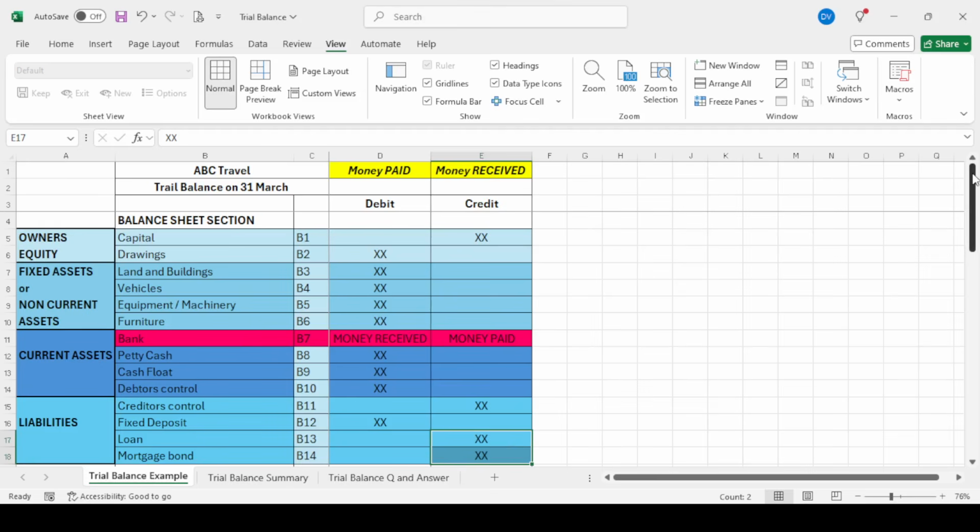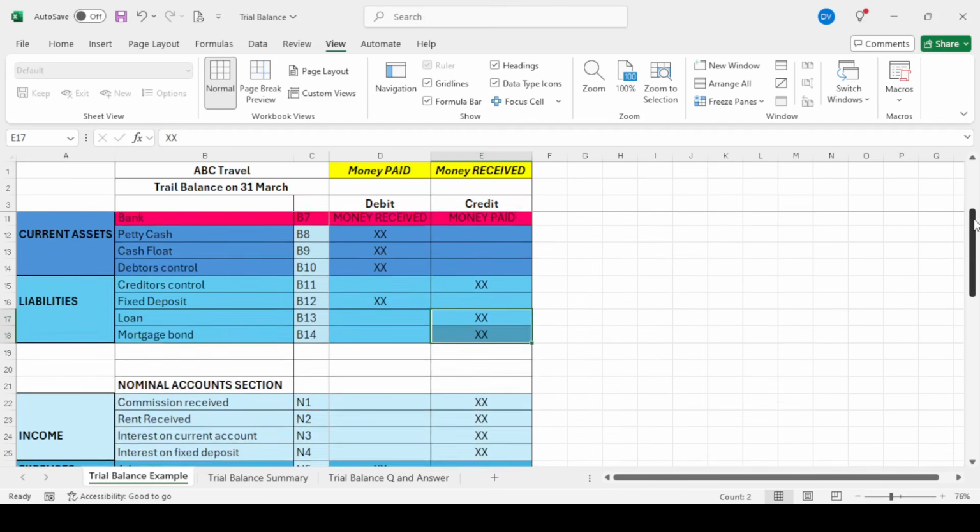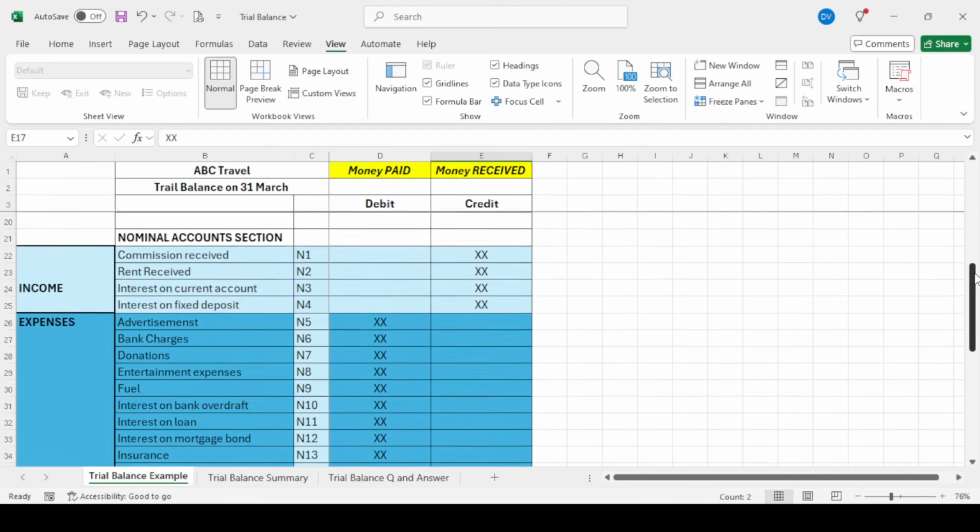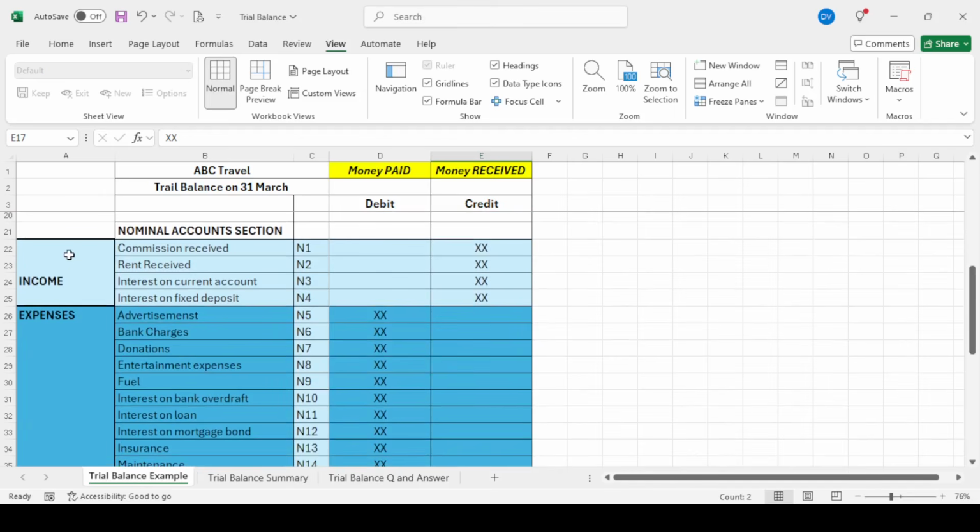Right. Under your nominal account section, it's a little bit more straightforward. You've got your income, which you will always show on the credit side because it's money received. And you've got your expenses, which you will always show on the debit side because it is money paid.